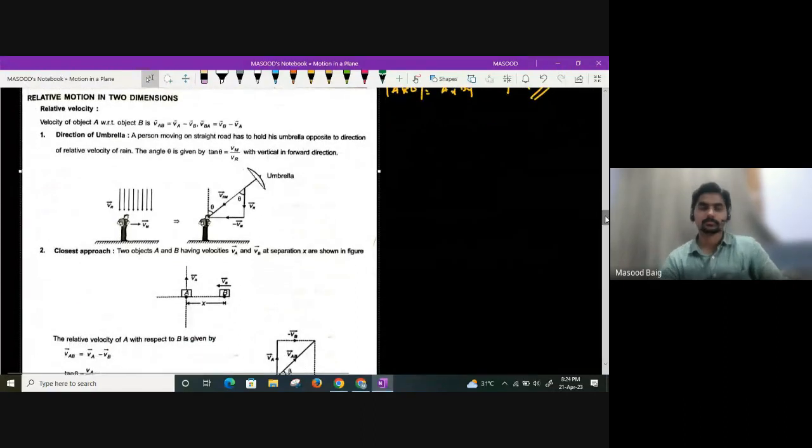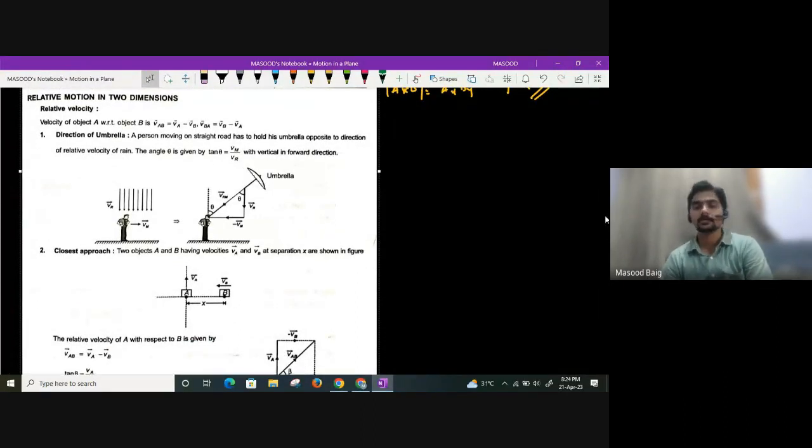Everyone? Now, just like we have relative motion in one dimension, in the same manner, we have relative motion in two dimension. So I'll discuss relative motion today, right? Projectile motion, what all things of motion in a plane are left out, I'll discuss those tomorrow. And I'll also complete the questions of motion in a plane tomorrow, guys. As I've said, today will be a little bit less time session, guys.